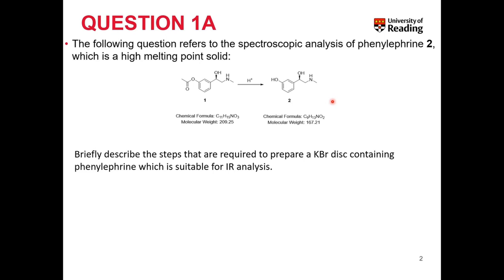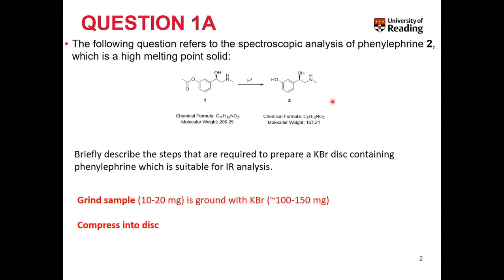Now, if you look at that content, you'll see that for a KBr disc, you will first need to grind the sample with potassium bromide. And for this answer, you need to give an indication of the quantities required. So 10 to 20 milligrams of sample and 100 to 150 milligrams of potassium bromide. These are ground together and then you compress these into a disc.